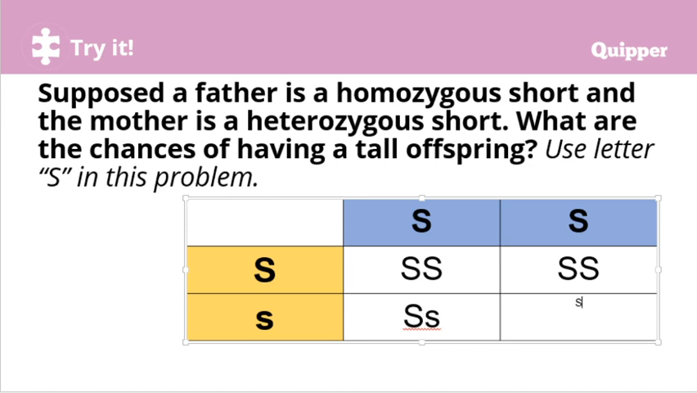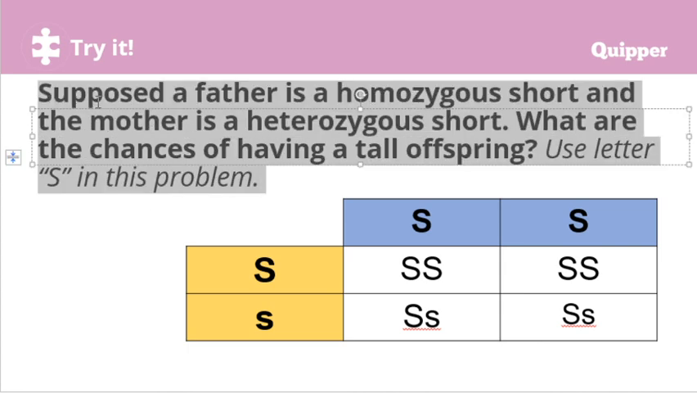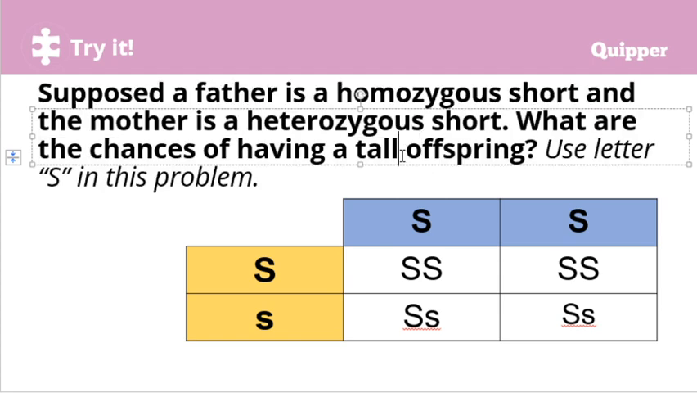Tapos, dito naman po, you have your, ito, capital sa taas, tsaka small. So, dapat po, mauna lagi yung sinusulat natin yung capital, small. Alright? So, ganun. So, yan na. Ito na yung crossing natin sa parent square natin. So, in this case, para may space tayo, tanggalin natin itong problem. So, anong tanong? Dapat short ito, short. What are the chances of having short offspring?